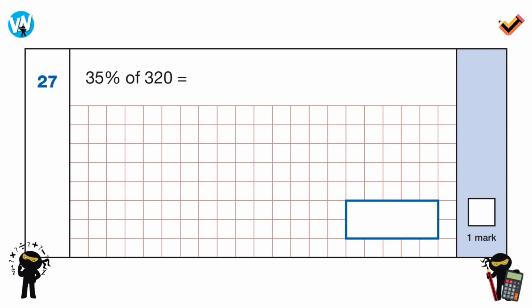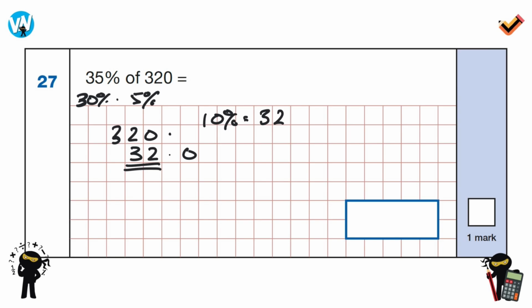And again, straight away here, what we should be thinking, if I just make a note, is that this is really asking me to find 30% and to find 5%, and then add them together. All right, that's the easiest way to do this. So I've got 320. I've divided by 10, so I know that 10% is equal to 32, just so I know that.